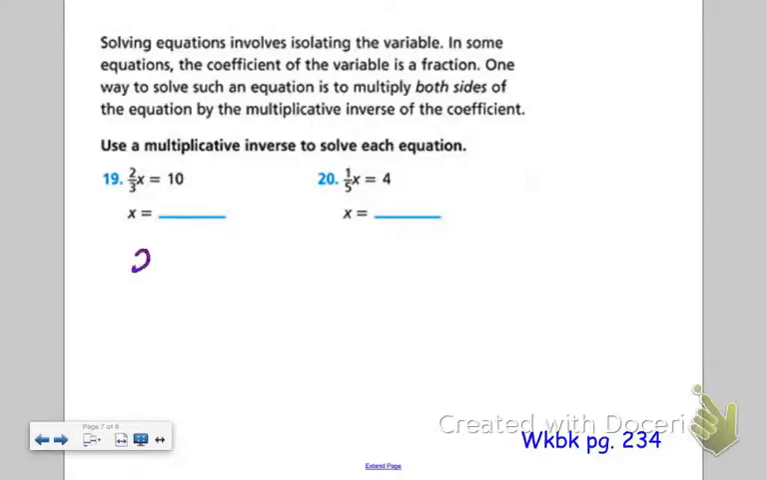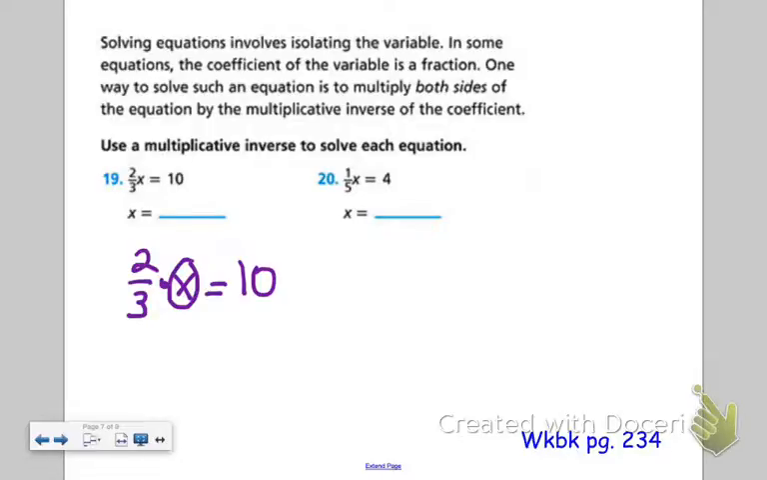We have 2/3 times x equals 10. You know that we want to get this x by itself. It's a multiplication equation, which means the inverse would be to divide. So basically, we have to divide by 2/3. Here's the thing. How do we divide with fractions? If you remember, we never really did the division.